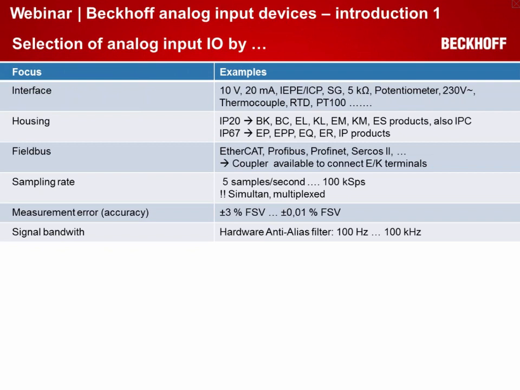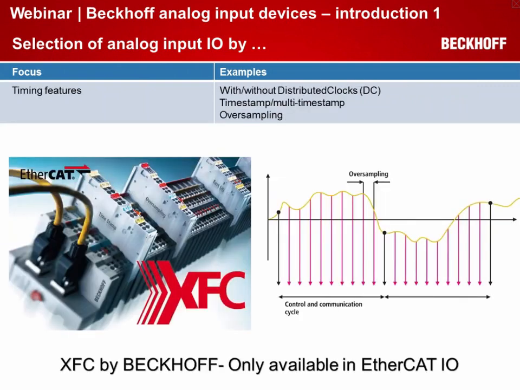And the signal bandwidth, that means what is the signal you want to see. In all of our analog input devices we have a hardware-based anti-aliasing filter, and sometimes you can change it, but in most devices it is a fixed filter and it is then designed for the sampling rate of the device.